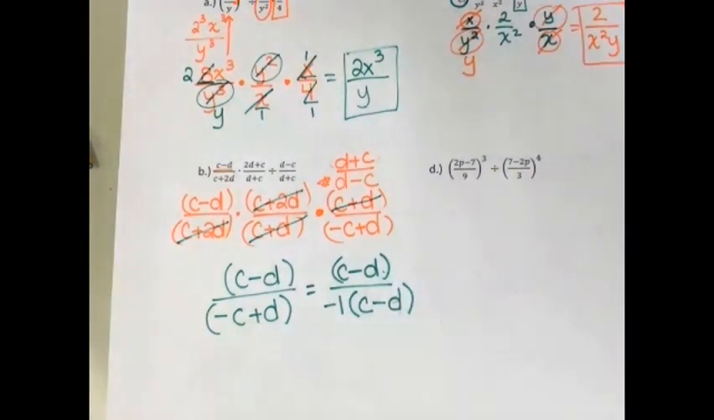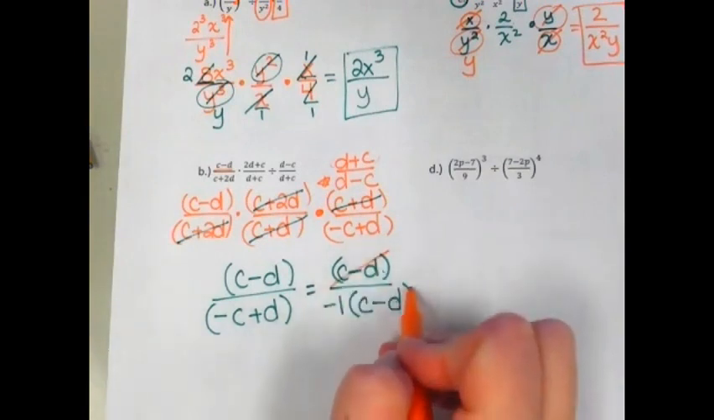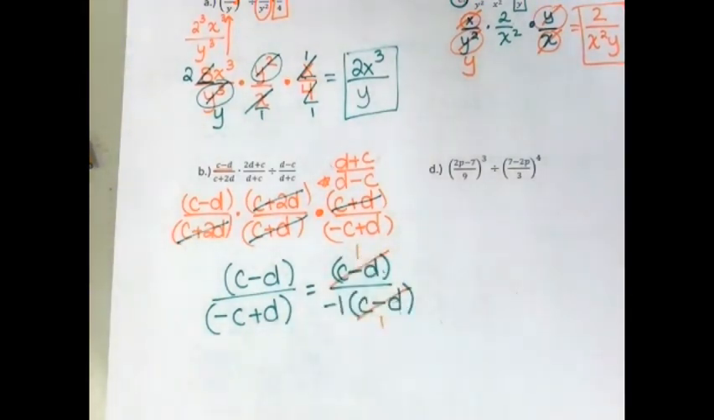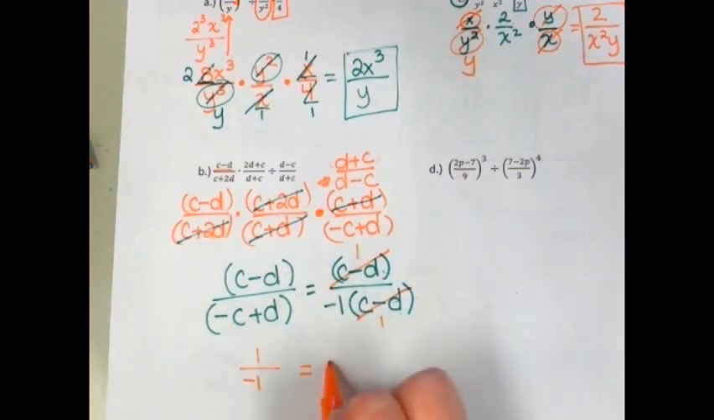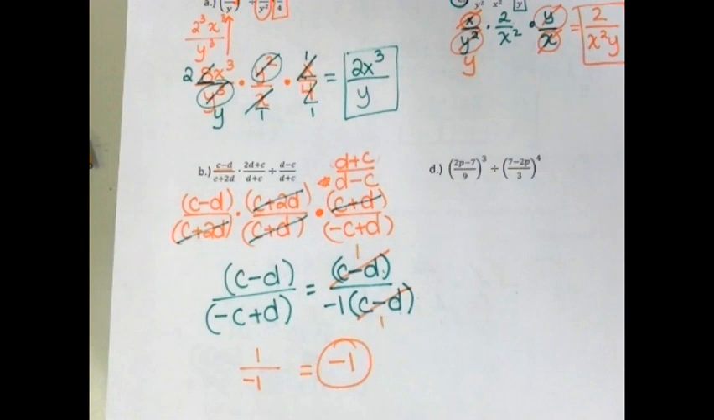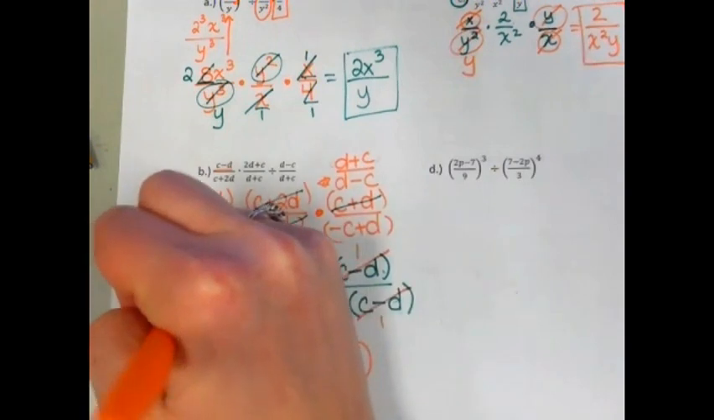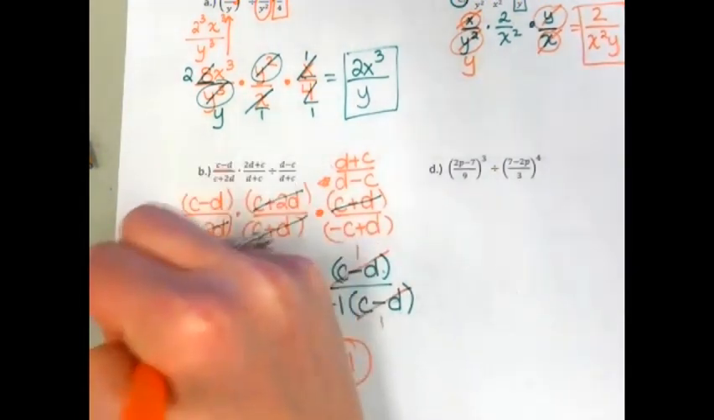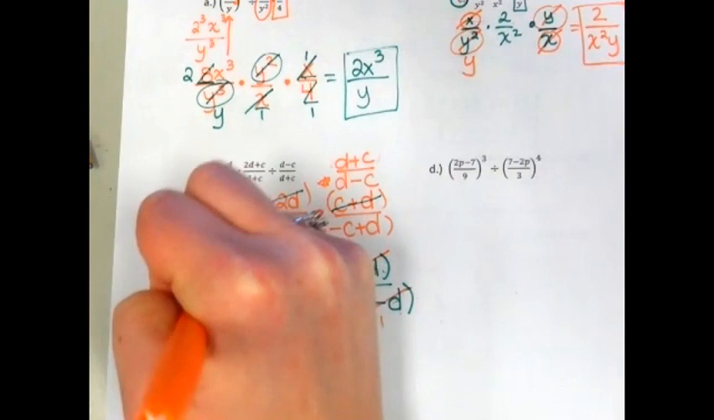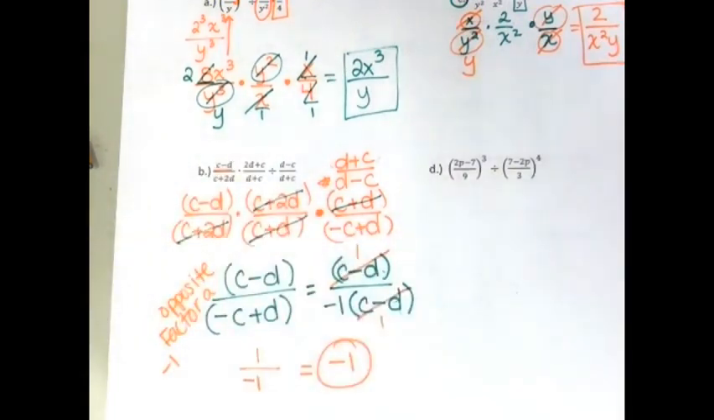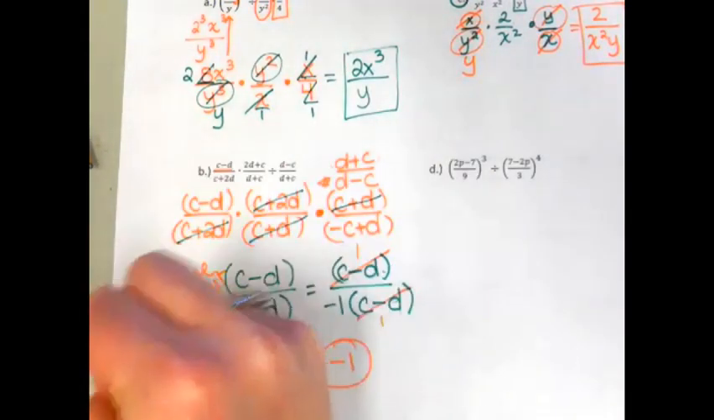Don't they cancel out? Yeah, 1 over 1. So what am I left with? Just 1 over negative 1, which is the same thing as what? Negative 1. So if you ever notice that they're the exact opposite of each other, always, always, always factor out a negative 1. Okay, so if they're the exact opposite, factor out a negative 1.